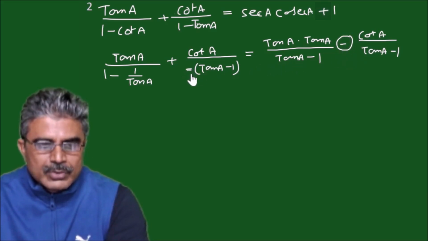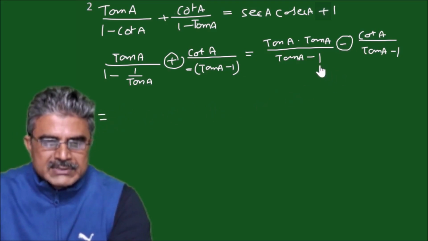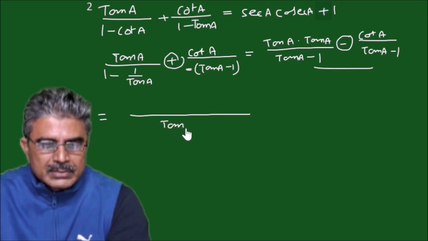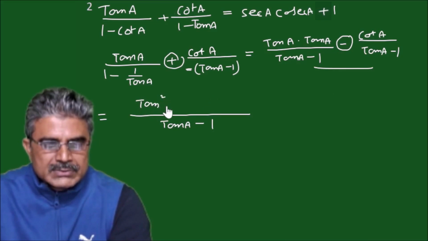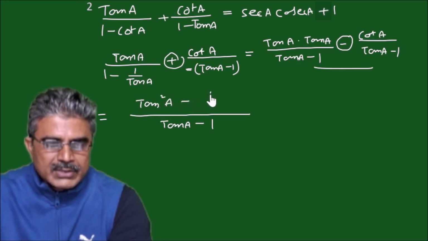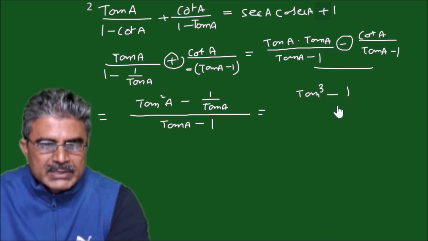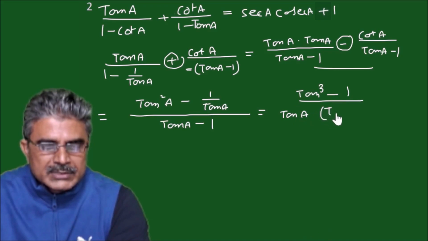Whatever minus that you brought here as common will be multiplied with this central expression so that you will get minus there. Now again, if you take LCM in these two expressions, you have a common denominator, so the main LCM will be tan A minus 1. On the top you have tan square A minus cot A, I can write 1 by tan A. So by taking LCM here, you will have tan cube A minus 1 divided by tan A, and another expression tan A minus 1 in the denominator.